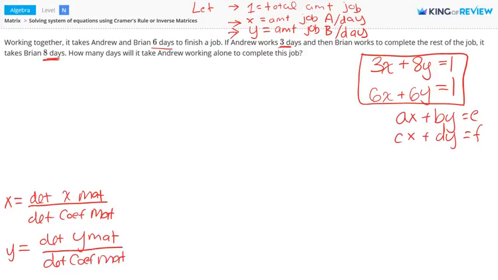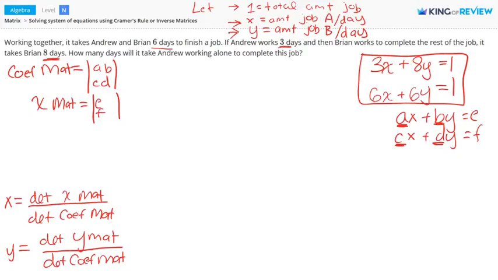So let's set up our 3 matrices. We'll first look at the coefficient matrix. Well, the entries in this matrix are going to be the coefficients of our x and y terms, so a, b, c, and d. The x matrix, the first entries are going to be e and f. And if you look over here, e and f are the constants of the 2 linear equations. And then the other entries are b and d. And the y matrix is equal to a, c, e, f.